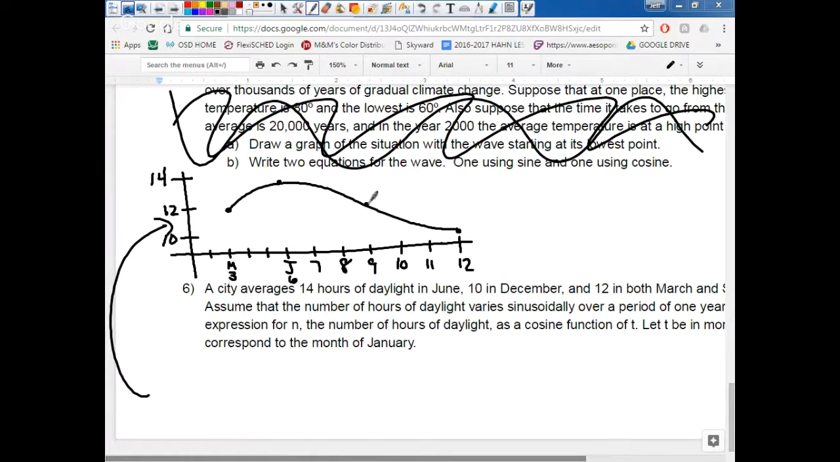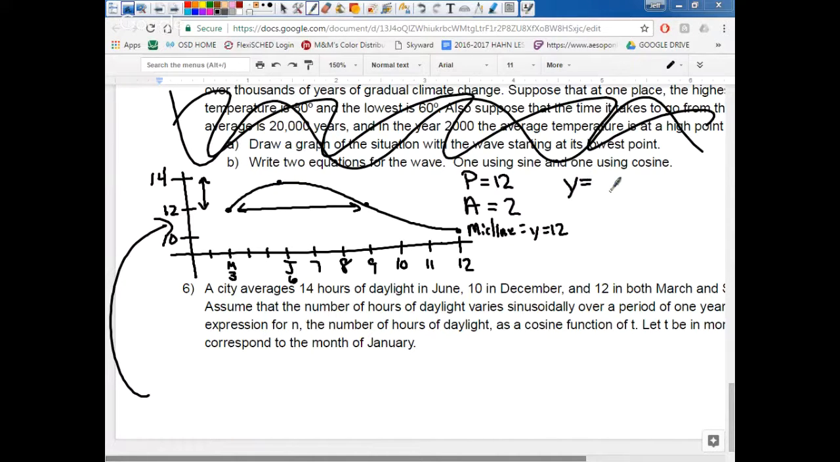So this distance right here, and double it, I should have a full period. So that's 6 months. Oh, that makes sense. So your period is equal to 12. Amplitude is equal to the distance from here to here, which is 2. The distance between those two is 2. And let's see the axis. So the midline is y equals 12.